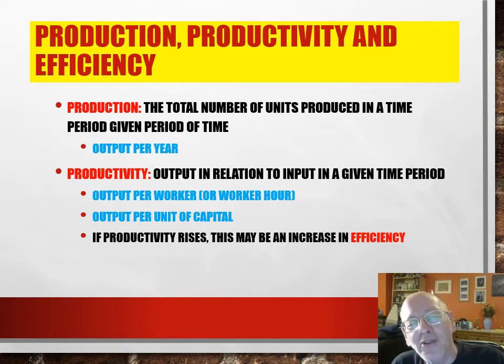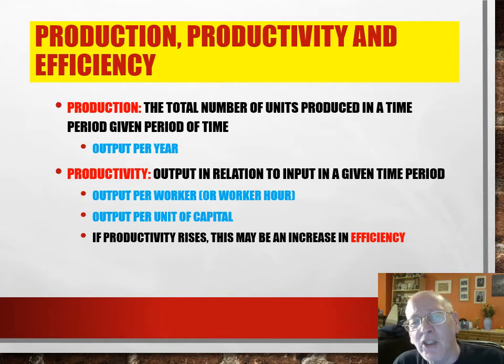Time for some maths. There are three terms associated with this: production, productivity and efficiency. Production is the total number of units produced in a time period. For example, the number of cars produced per year.